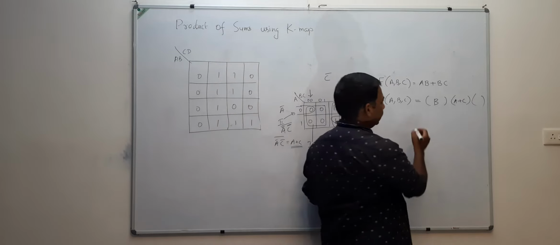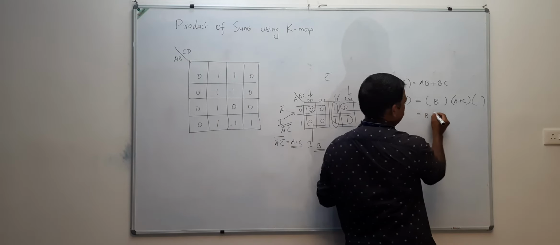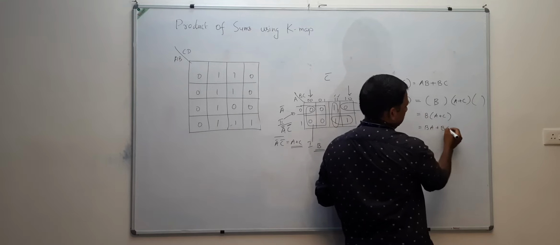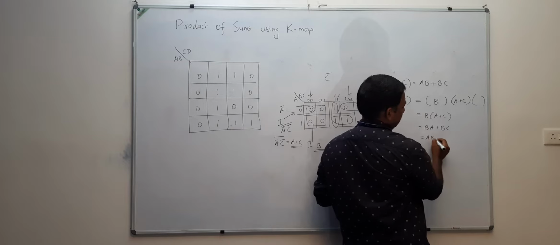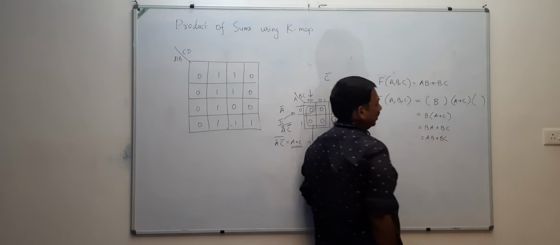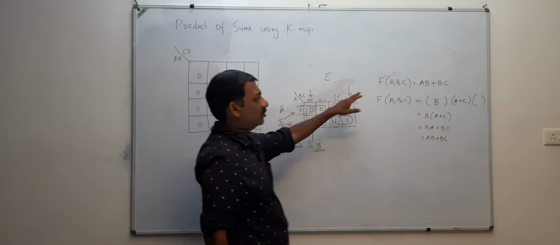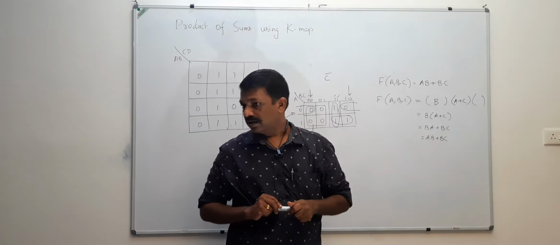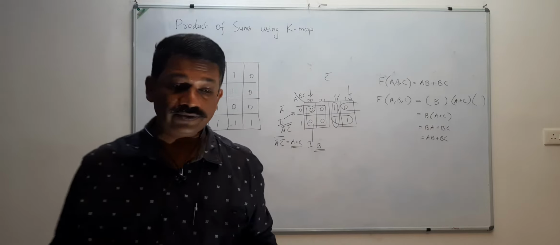And B into A plus C. What is B into (A plus C)? B into (A plus C) is equal to BA plus BC, which is AB plus BC. Okay, AB plus BC. That means both are the same, AB plus BC. And now I'll tell you.